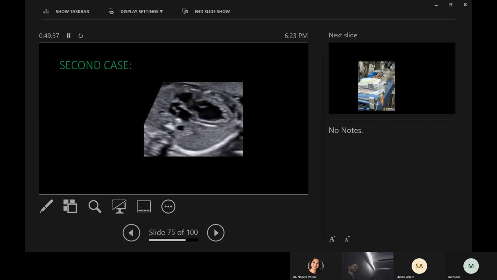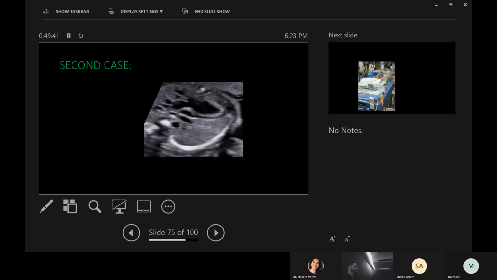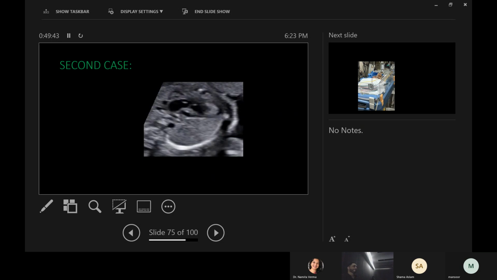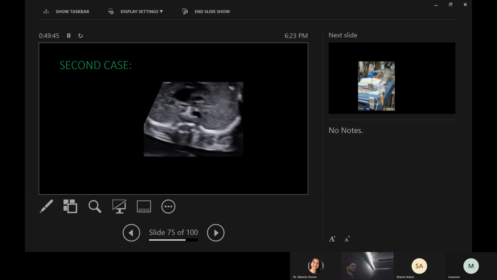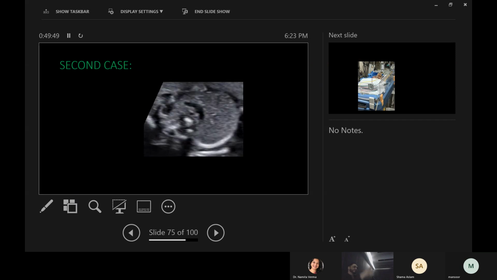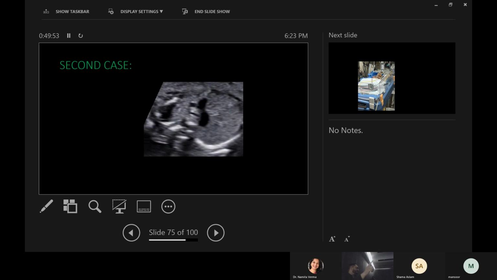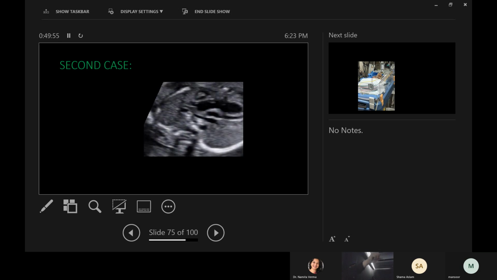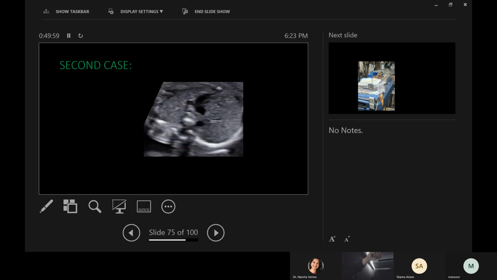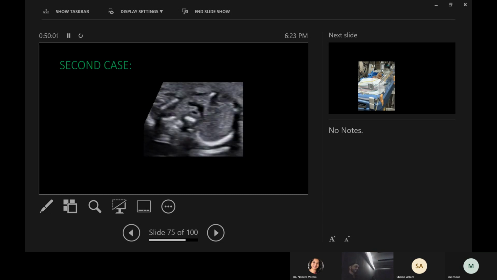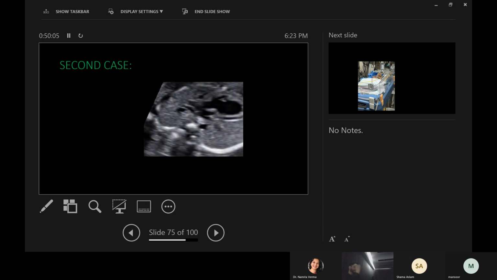This is the second case. So tell what are the findings? Hypoplastic. So it is a monoventricle. One ventricle is hypoplastic. VSD is there in this case. Difficult to assess because the other ventricle is hypoplastic. If you see that clip closely, you will find the VSD. And I think it is a membranous VSD because it is more towards the crux.